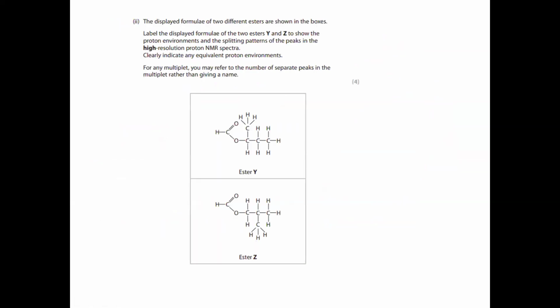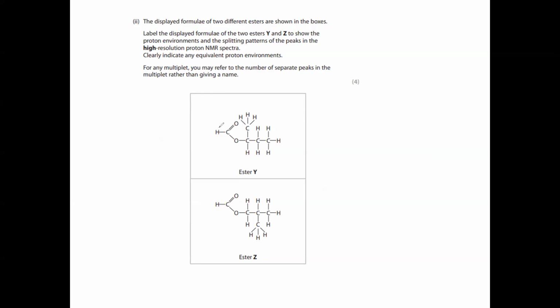Then if you go to part 2, the displayed formulae for two different esters are shown in the boxes. We have another two, Y and Z. Label the displayed formulae for the two esters Y and Z to show the proton environments and the splitting patterns of the peaks in the high resolution proton NMR spectra. Clearly indicate any equivalent proton environments. For any multiplet, you may refer to the number of separate peaks in the multiplet rather than giving a name.